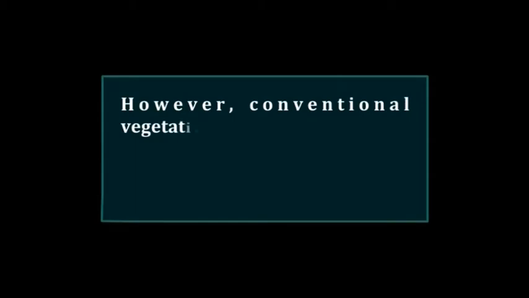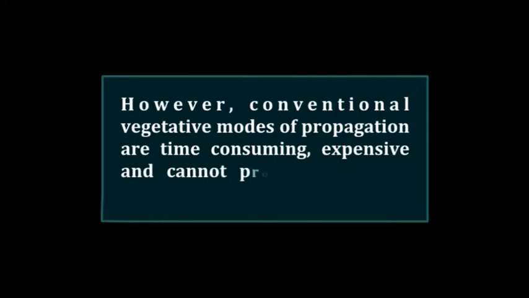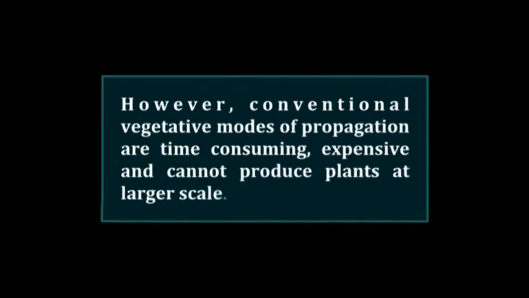Vegetative propagation can be employed for multiplication of some of the plants. However, conventional vegetative modes of propagation are time-consuming, expensive, and cannot produce plants at larger scale. Production of artificial seeds using synthetic seed technology can play an important role as an alternative to other conventional methods for large-scale propagation of useful crop varieties.